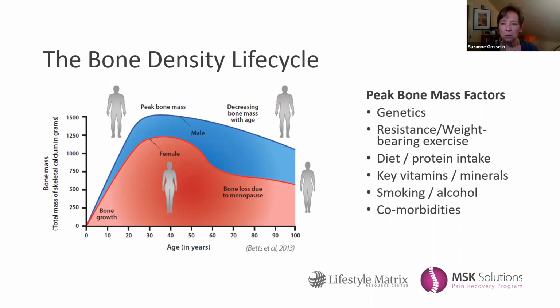So remember, we talked about that inner structure, that trabecular bone being minerals embedded in that protein collagen matrix. That's why protein intake is so important during the formative bone years that lead to peak bone mass. Things like smoking, alcohol, and lack of good nutrition during those bone formative years will have an impact on peak bone mass.